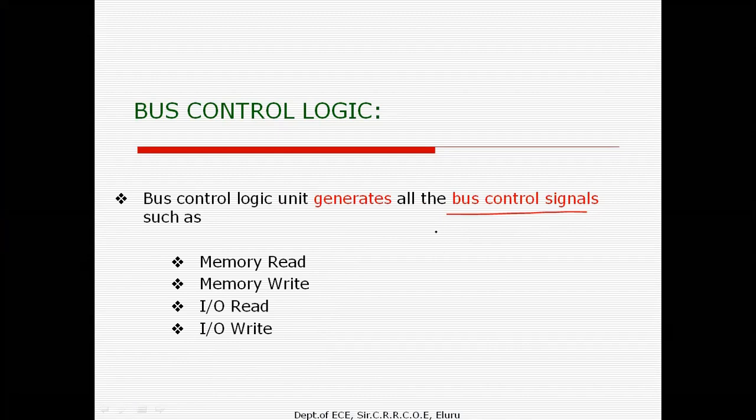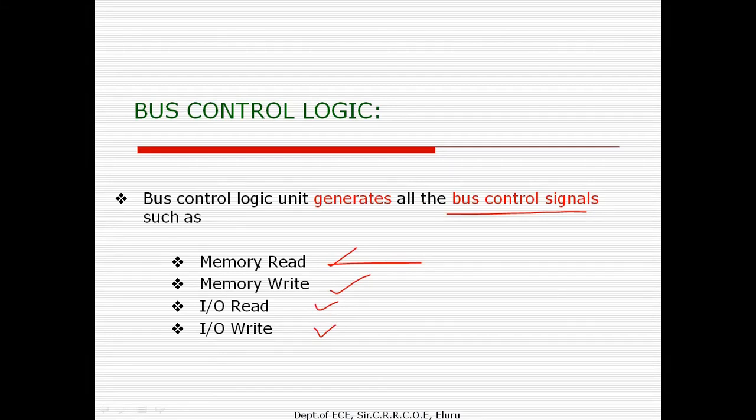What are the bus control signals here? The various control signals are memory read, memory write, IO read, and IO write. To generate these four control signals, the bus control circuit consists of the necessary logic circuitry, which generates the bus control signals such as memory read, memory write, IO read, and IO write. So this is about the bus control logic.